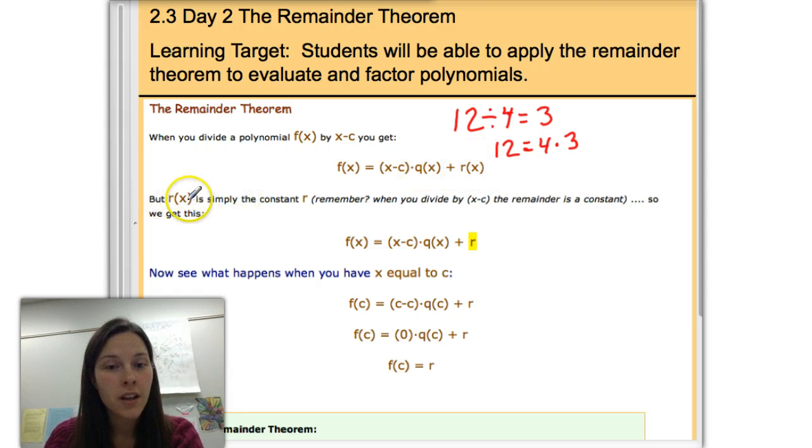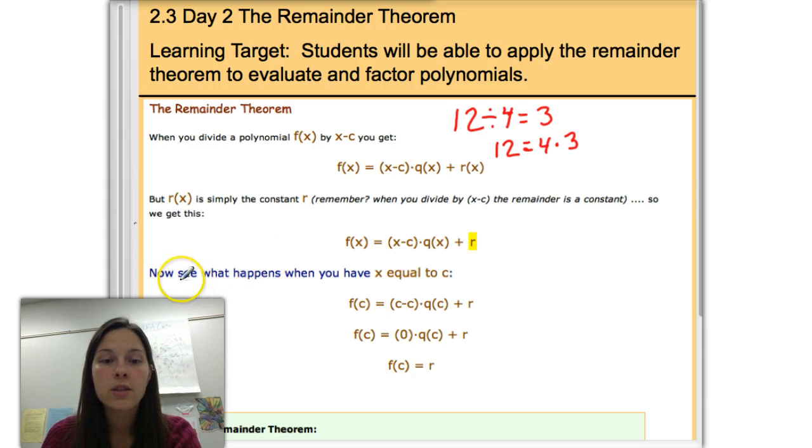But remember, the remainder is a constant. Every time we did our synthetic division, if we had a remainder, it was a constant. There was no x part to it. So instead of calling it a function of x, we're just going to call it r, some number that's the remainder.